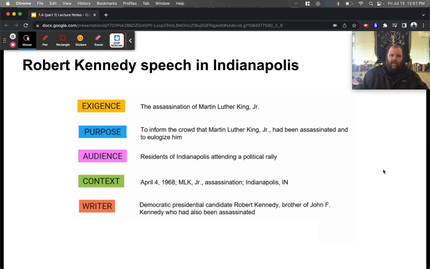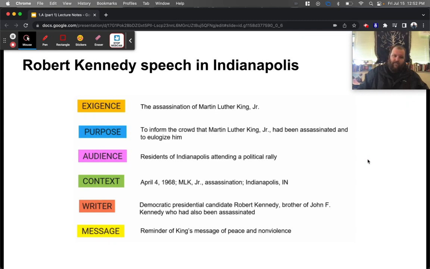Then our writer. You could put Robert Kennedy, sure, but it might help to put a little more context behind who he was as a person. He was the Democratic presidential candidate. He was the brother of John F. Kennedy, who had also been assassinated. Can you imagine how that detail of his life as the writer might change how he speaks about Martin Luther King, who has now been assassinated? Right? So who the writer is matters a lot.